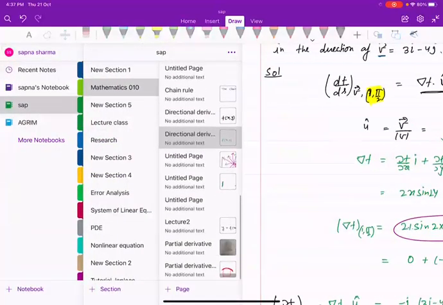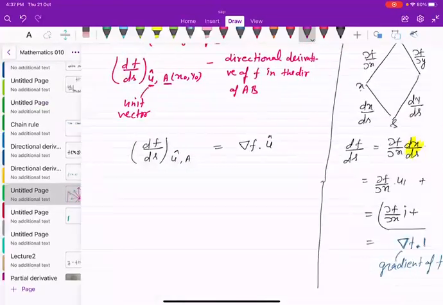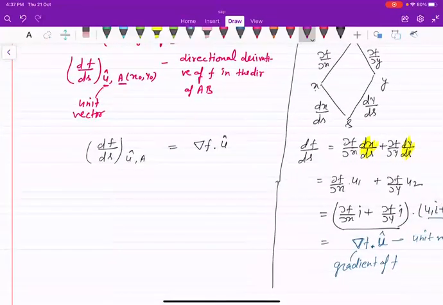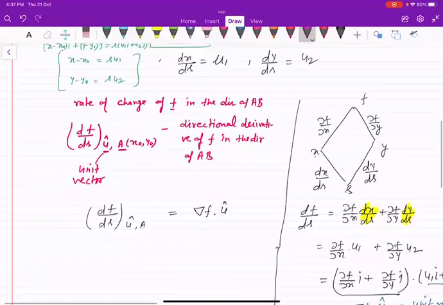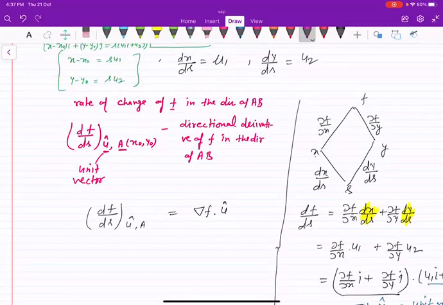So this is the procedure to compute the directional derivative of the function in any direction. Now, let us do one more example here. Let us take one more example.